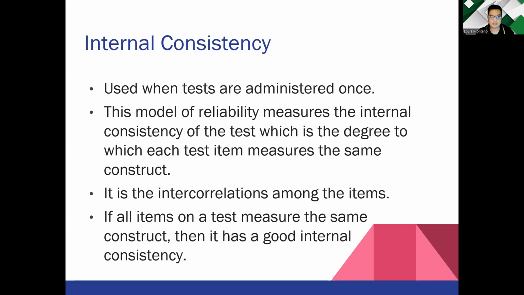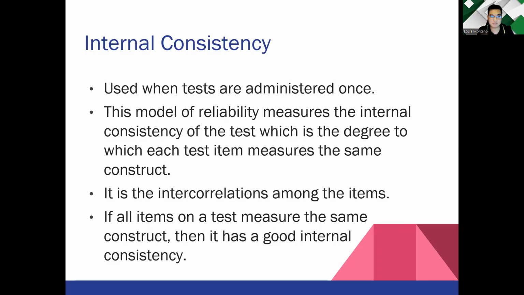Okay, and what is this? What is this about? This model of reliability measures the internal consistency of the test, which is the degree to which each test item measures the same construct. So if mataas yung internal consistency, it means that yung mga items mo, they really measure the same construct. Okay, hindi iba-iba yung sinusukat nila. So kung same lang yung mini-measure nila, reliable yan.